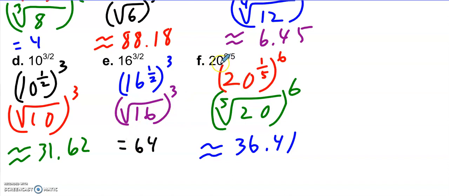F is 20 to the 6/5, so we have 20 to the 1/5 to the 6th. This becomes the fifth root of 20 to the 6th, which is approximately 36.41. Nice work. Any questions?